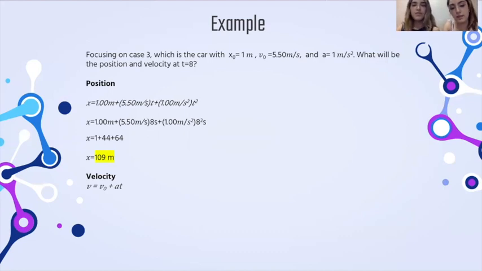The velocity will be the initial velocity plus the acceleration times the time. The initial velocity will be 5.50 meters per second plus the acceleration, which is 1, times the time, 8. And we make the equation: 5.50 plus 8, it will have a result of 13.5 meters per second velocity.